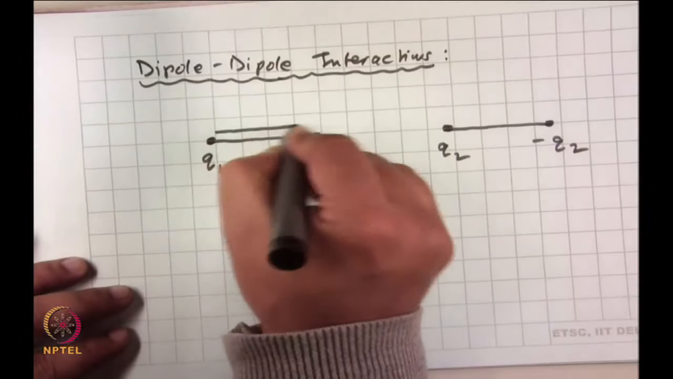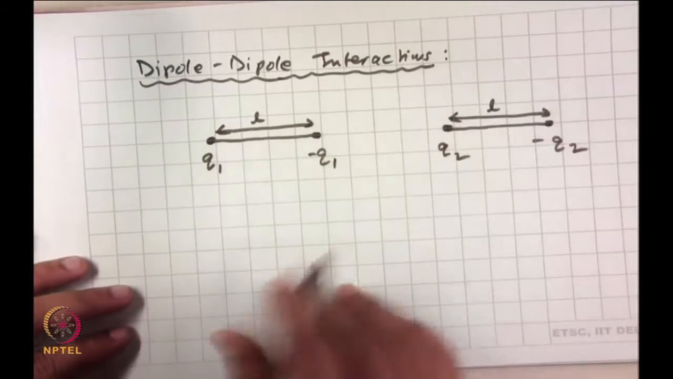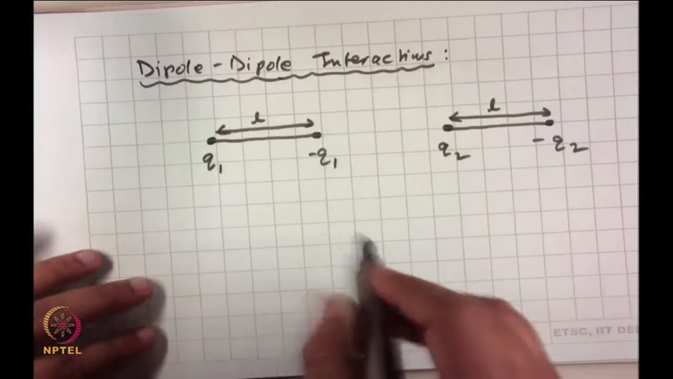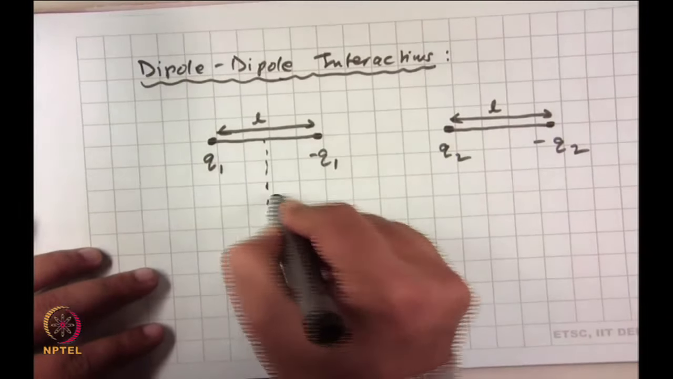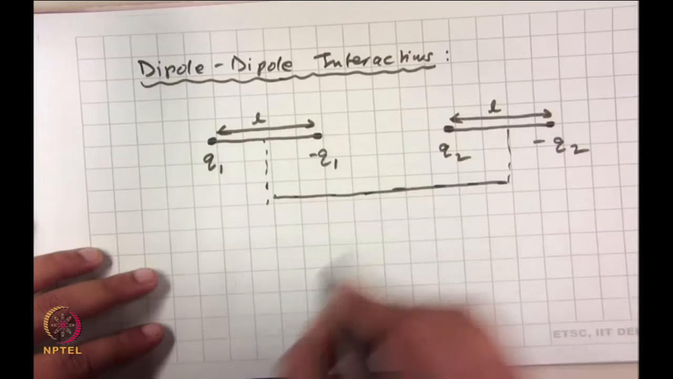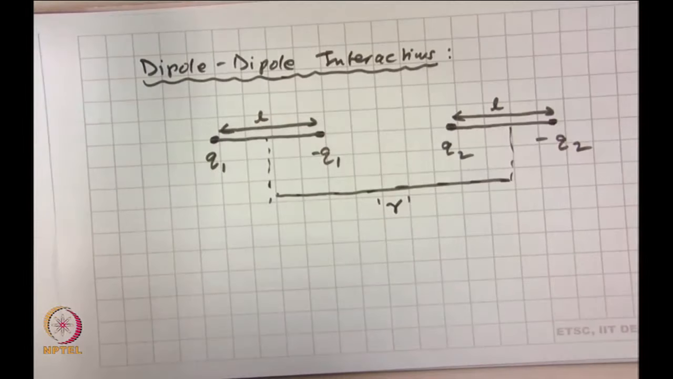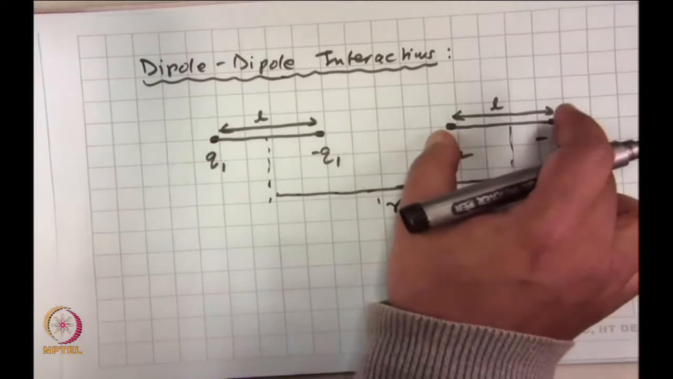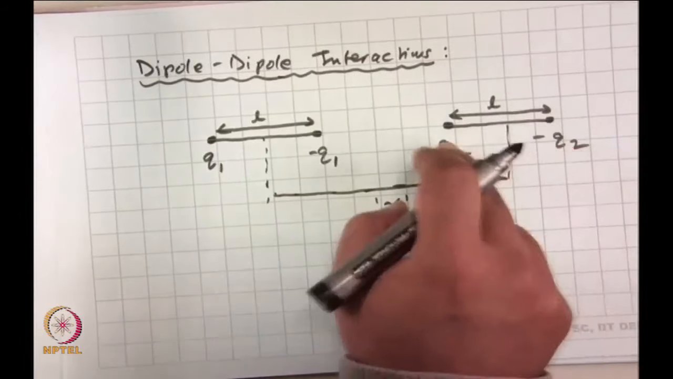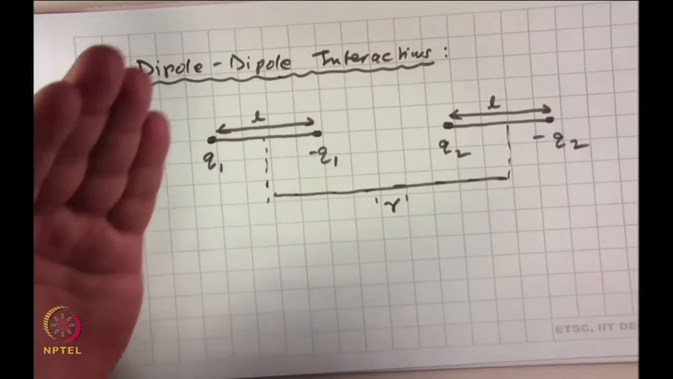Let this length be L, let the length of this dipole also be L, keeping things simple. And let the distance between the dipoles, from the middle of the two dipoles, be r, just like we described before. The difference being, in the previous case we had only Q2, that means minus Q2 and plus Q2 had merged on the same point because it was a charge. Now we have separated them, giving rise to a dipole.